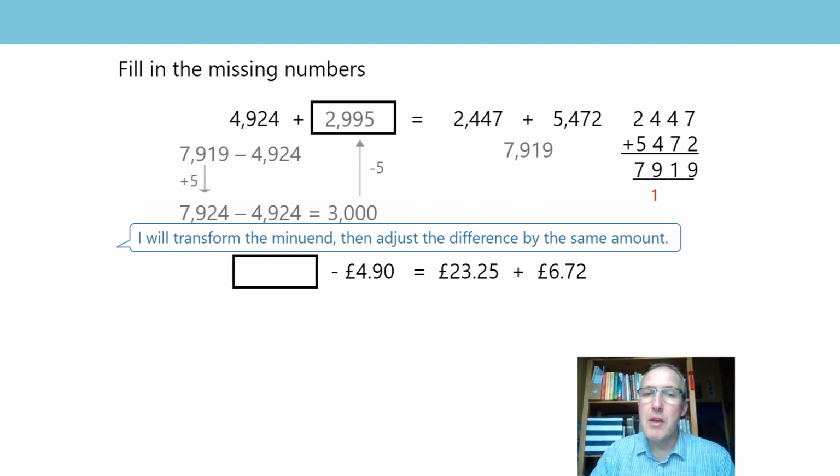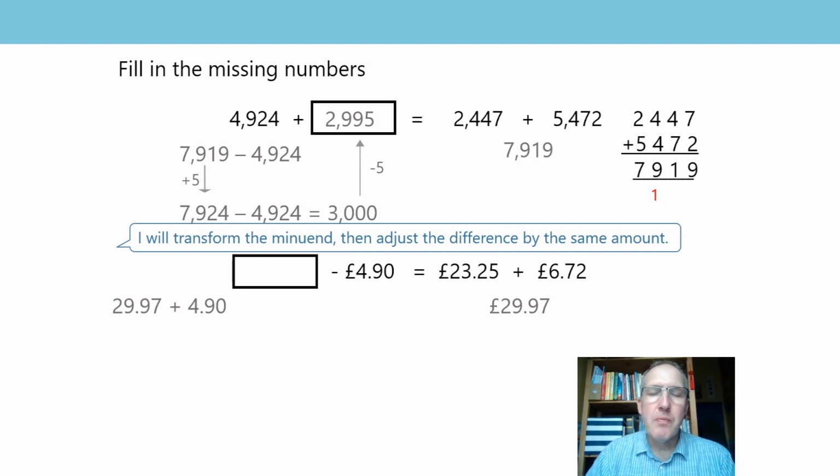Is that what you found? Did you use that method? That's brilliant if you did. If you didn't, maybe think about it for another question. In the second question, did you notice the sum on the right can be worked out without any regrouping? Did you get £29.97? Hey, that's only 3 pence away from £30. I think we can use that compensation method again.